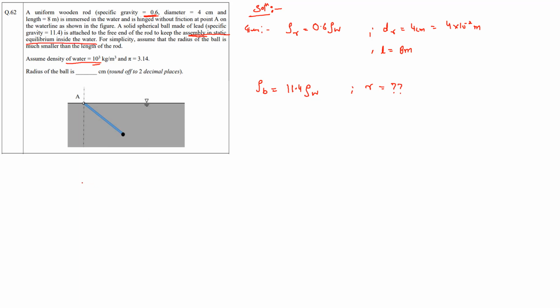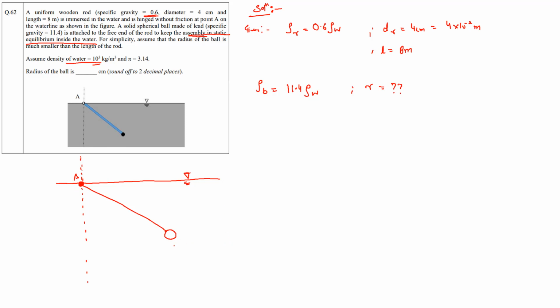So it's a good idea to draw the free body diagram. You have this point A here. Let's say this is your rod and this is your ball. There are a bunch of forces acting on the whole assembly. But since the whole assembly is in static equilibrium, we have to remember that at this hinge point, the moment will be equal to 0.